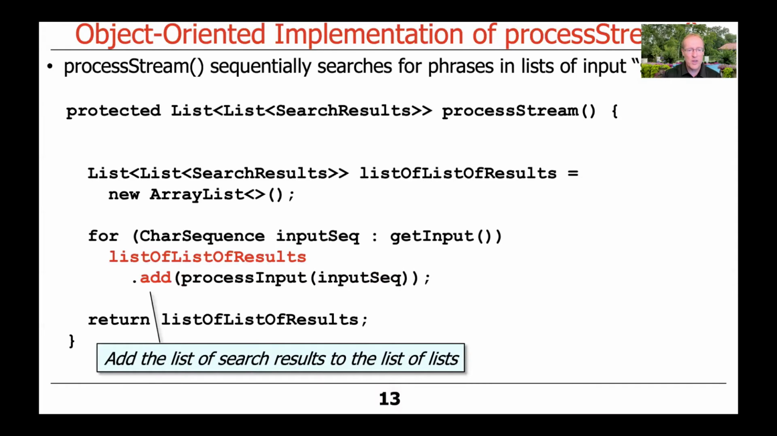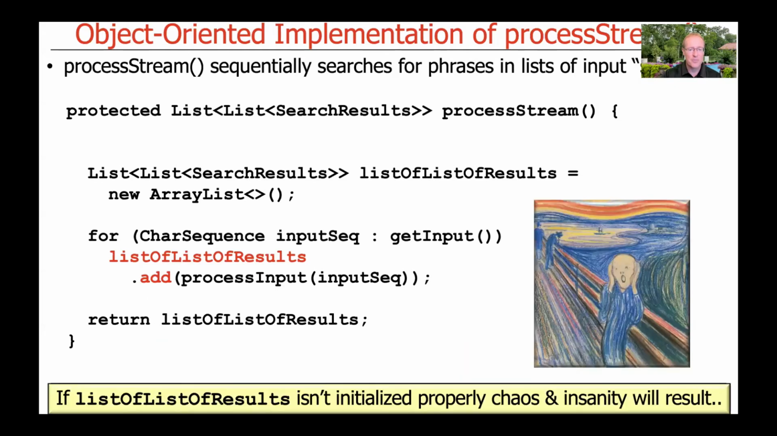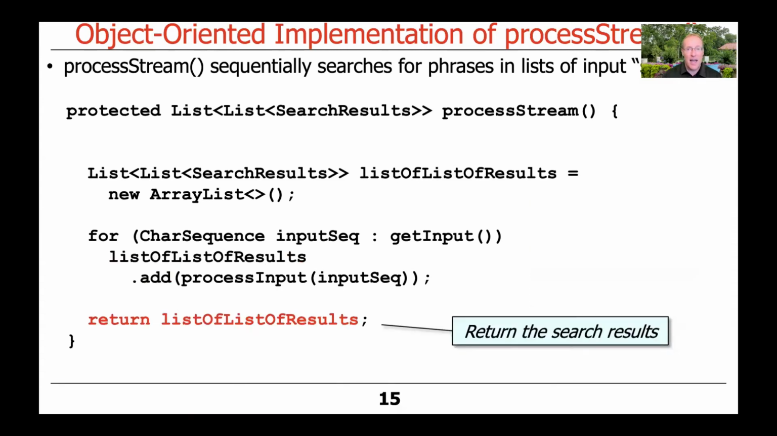And what we do then, when we're all done with getting the next list of search results, is we add it to the list of search results. And remember, if you don't properly initialize that with new ArrayList a couple inches above, all heck will break out and chaos and insanity will ensue. And when we're all done, we'll go ahead and return the search result.